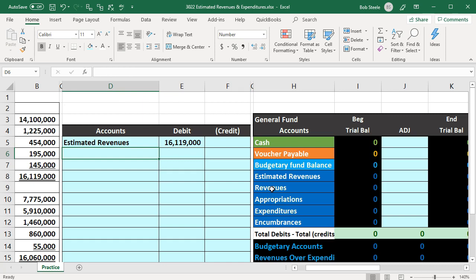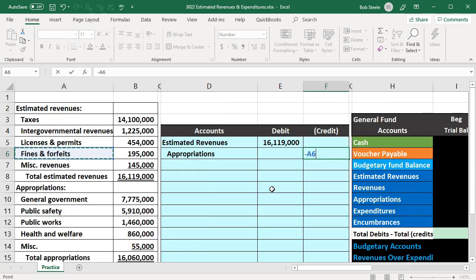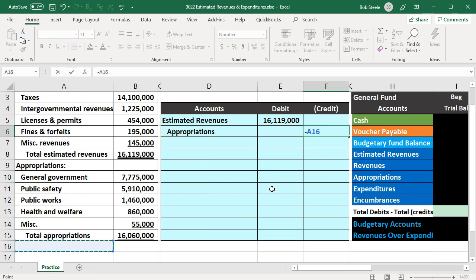Then we're going to pick up the appropriations. We're going to group them all into just appropriations. These are basically our estimated expenses or expenditures or the outflows. And we're going to group them by basically funds or the use that we're going to have here. So I'm going to say this is going to be negative of our appropriations down here. This is 16,060,000.